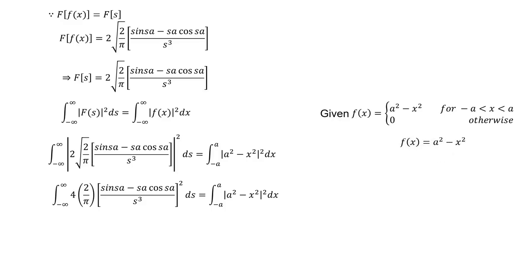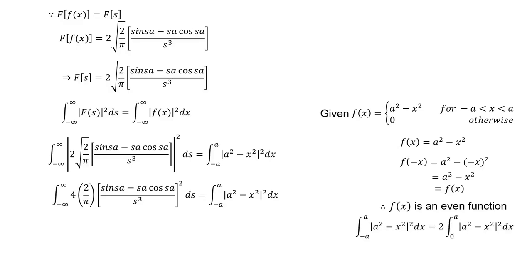Replace x by minus x. We get f of minus x equal to a square minus x the whole square, that is a square minus x square, which is nothing but our f of x. Therefore f of x is an even function. When it is even, therefore the integral over minus a to a of modulus of a square minus x square the whole square dx equal to 2 into the integral over 0 to a of modulus of a square minus x square the whole square dx.